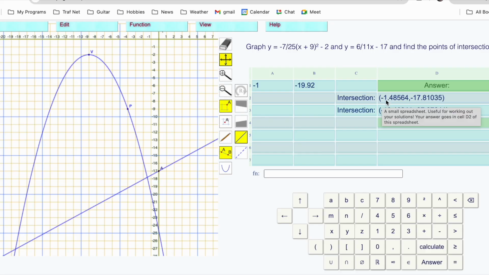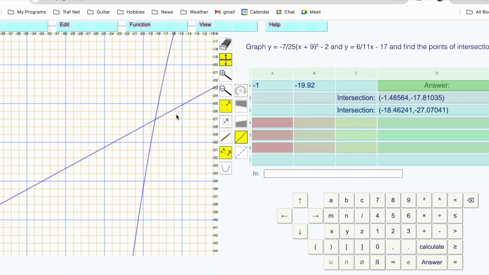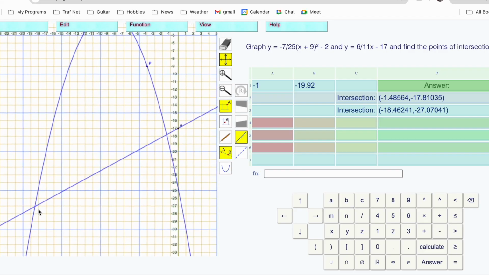The intersections are negative 1.4854. Let's see if that makes sense. Negative 1.4. Okay, the y value is negative 17.81. Let's move over here and look at this one. Negative 18.4624 and negative 27.07. Okay, that does make sense. Those 2 points seem to work.